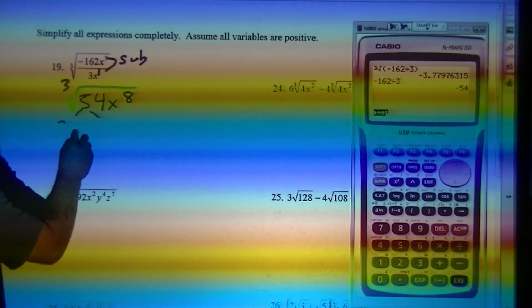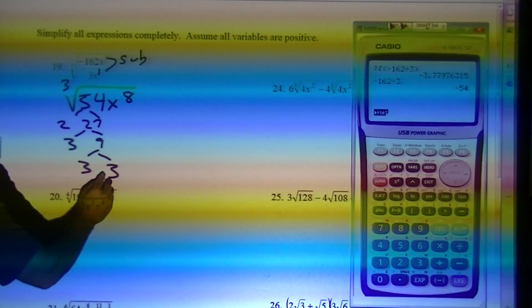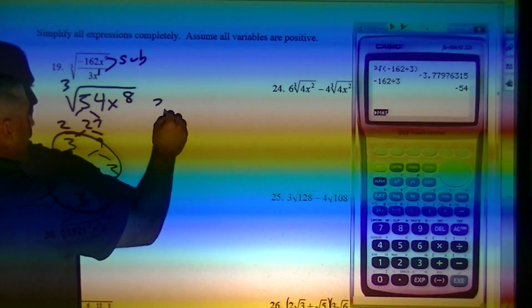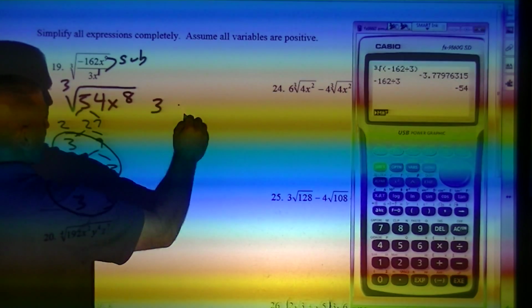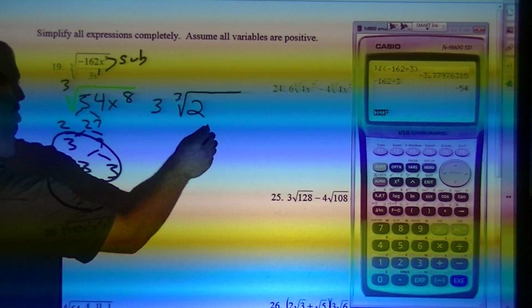Now I'm going to break this down: 2 and 27, 3 and 9, 3 and 3. Since it's a cube root, I'm looking for a triple. So that's going to be on the outside. I'm going to have 3. That's my cube root there. That's my leftover, so that goes inside.